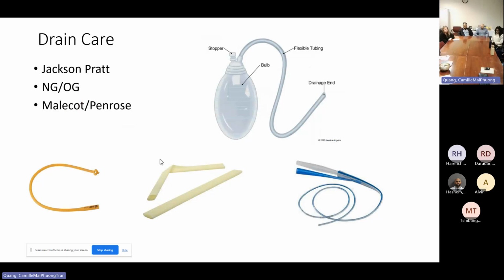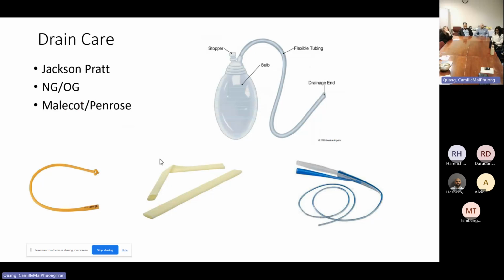The one on the left is called a Malecot. It's a tube, and then it has like a little mushroom on the end of it. Typically, we put these in abscesses or cavities we want to keep open to allow things to drain out. Same as the Penrose. No suction involved in it, but it helps if you have a tract or a cavity that you need to keep open to allow things to drain out.